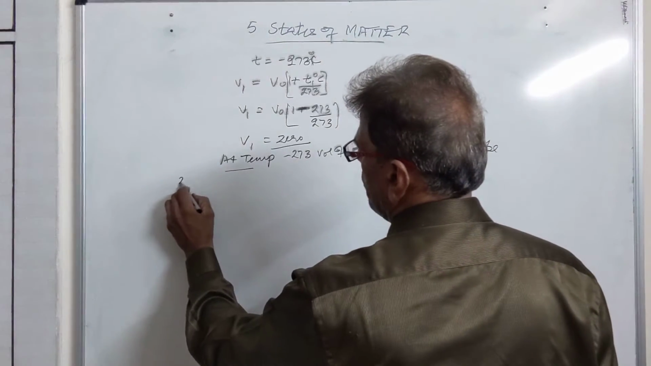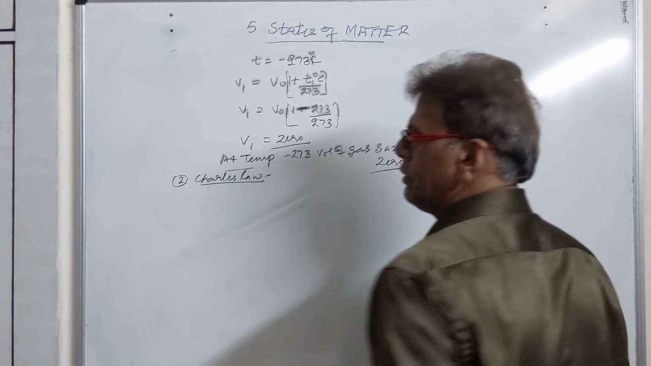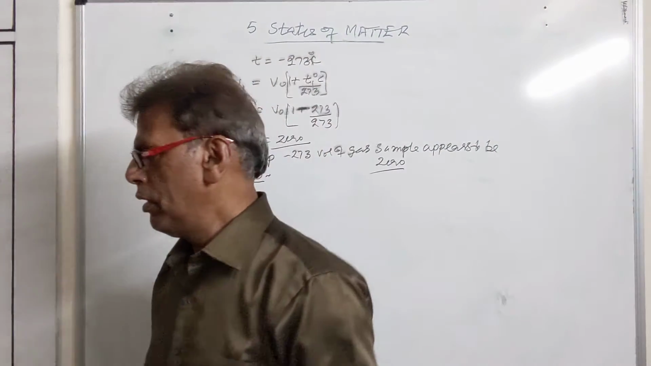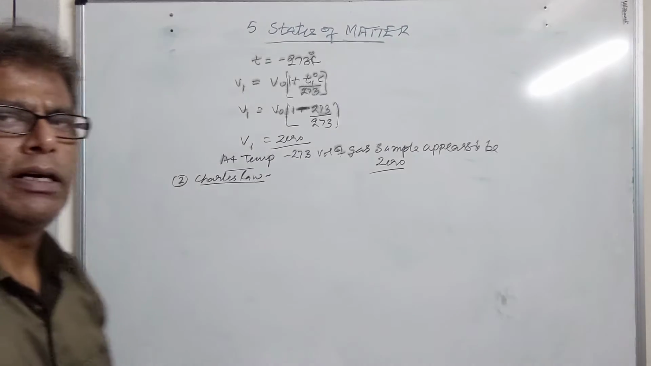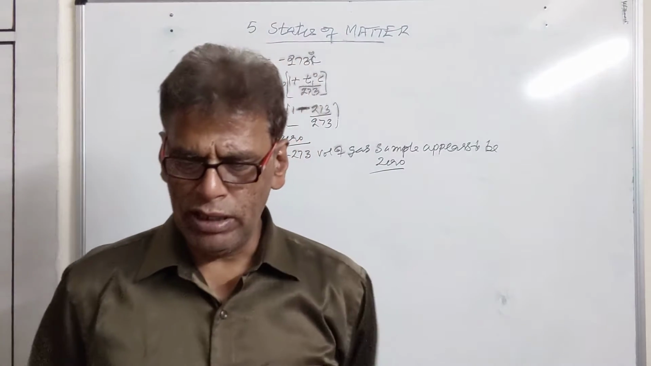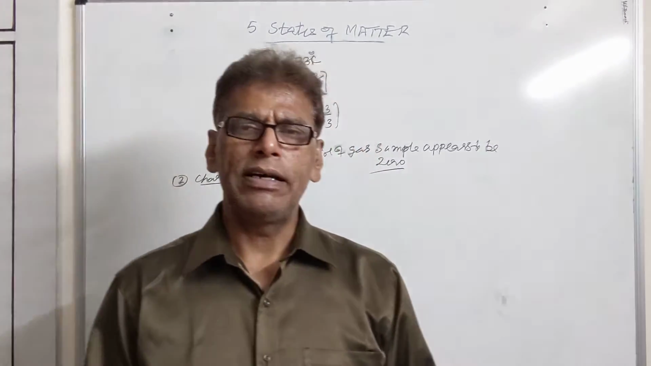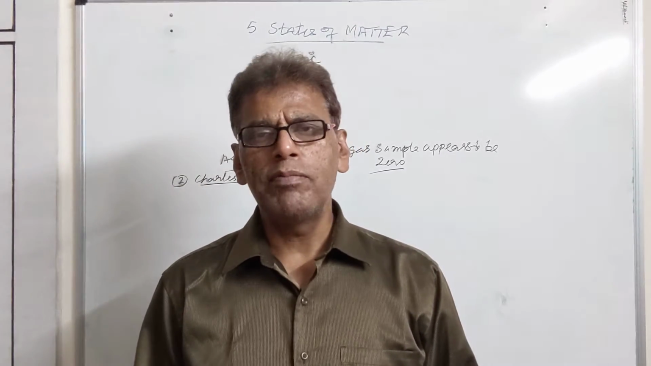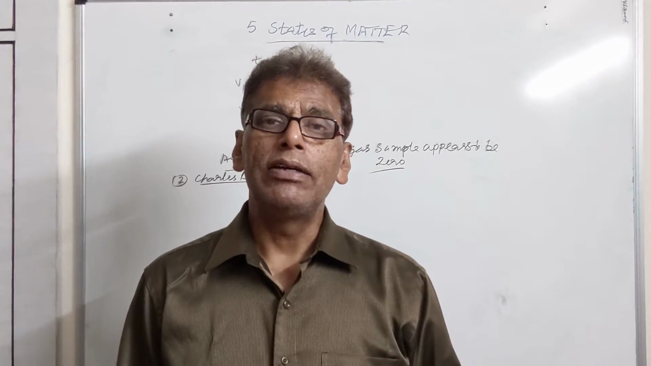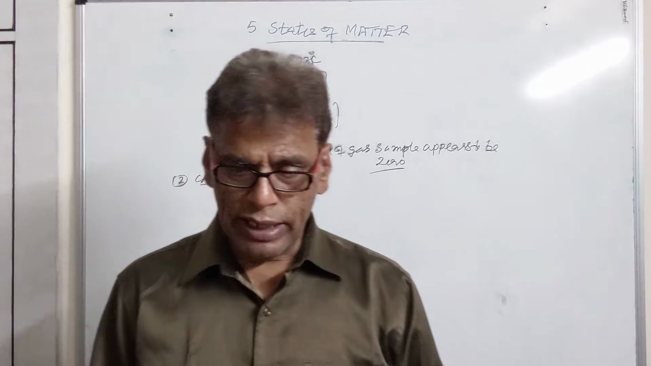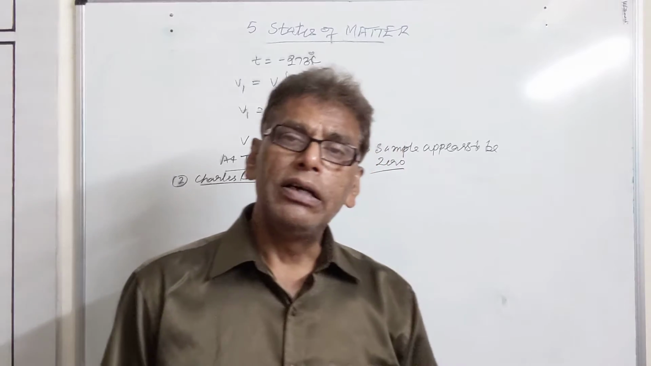Now we have the second application of Charles' law. During the summer season, the temperature of the surroundings is more, and according to Charles' law, at constant pressure, when temperature is more, volume of gas will increase. Therefore tires of the vehicles are inflated to less pressure in the summer season, because due to high temperature, the volume of air filled in the tire will increase, and it will result in the bursting of the tire.